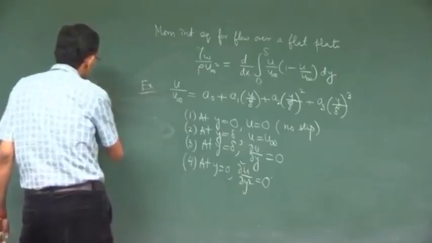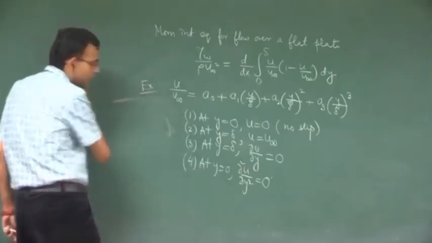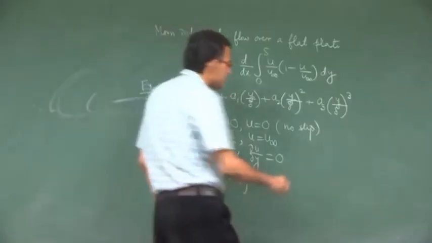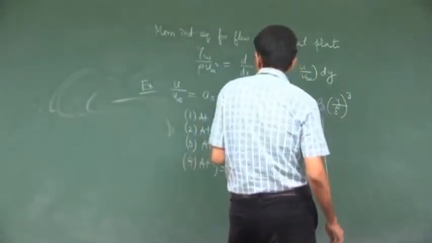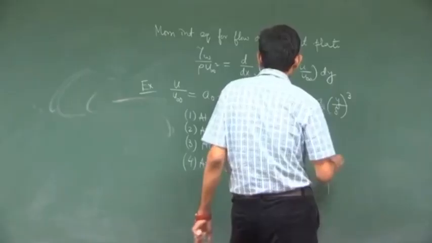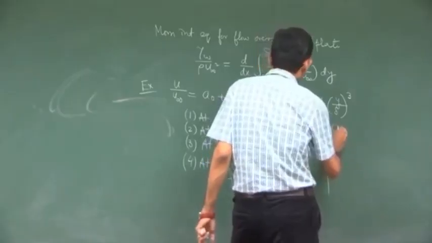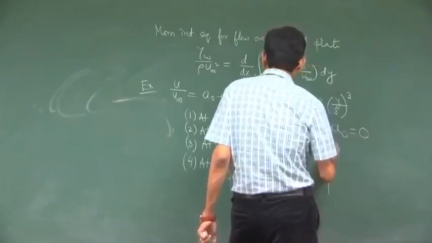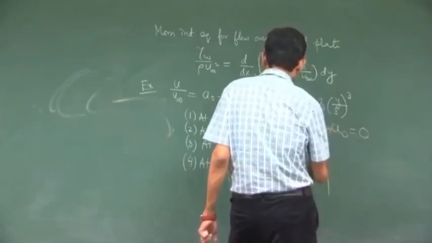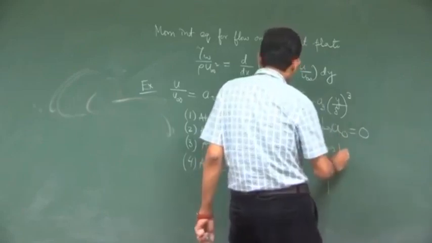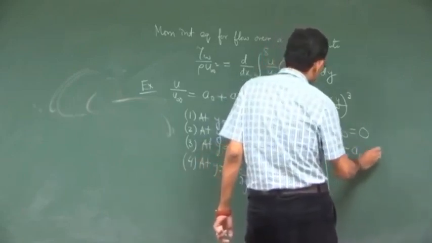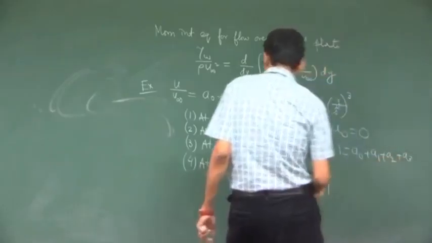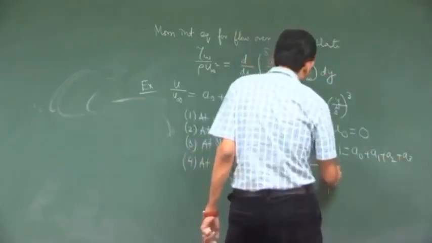So let us substitute this and I will tell you the final answer with which we can proceed. This is very trivial algebra. So, at y is equal to 0, u equal to 0, that means A0 is equal to 0. At y is equal to delta, u is equal to u infinity, that means A0 plus A1 plus A2 plus A3. At y is equal to delta, del u del y is equal to 0.